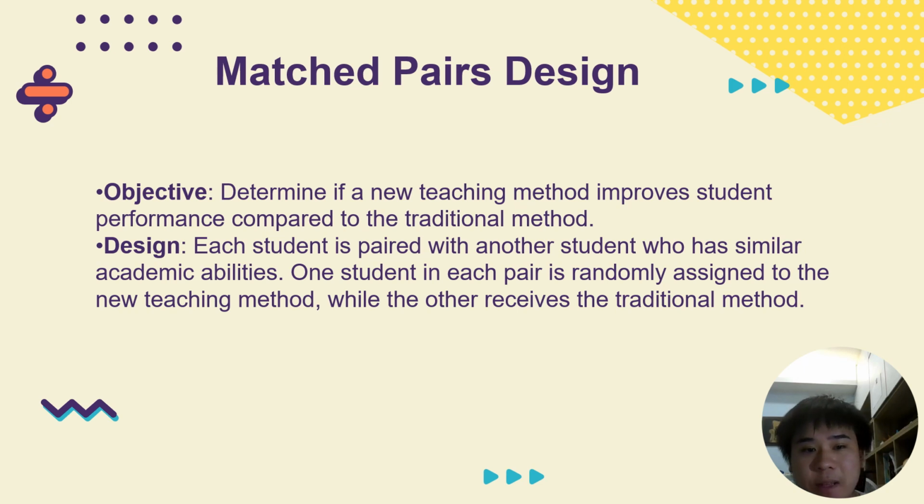Now, the last but not least, matched pair design. For example, to determine if a new teaching method improves student performance compared to the traditional method. The reason this is called matched pair design is because each student is paired with another student who has a similar academic ability. One student in each pair is randomly assigned to the new teaching method, while the other receives the traditional method. So this is called a matched pair design.